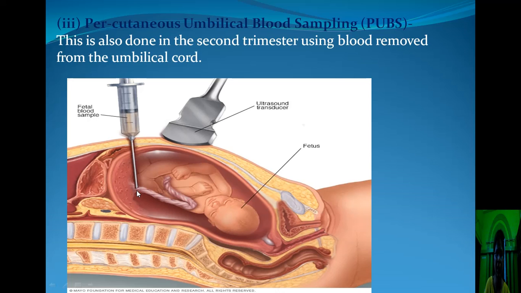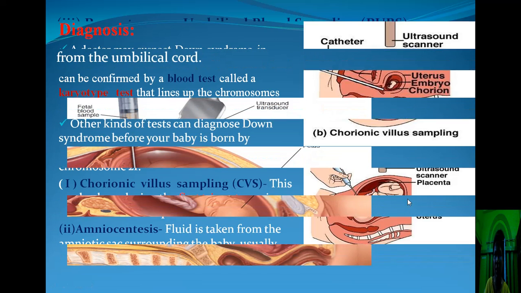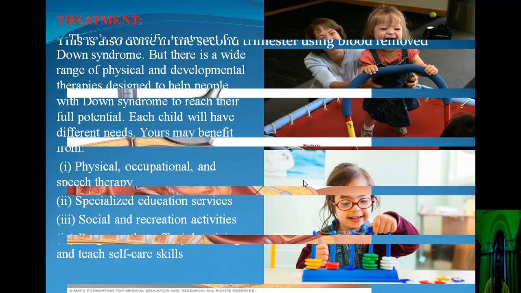In the previous diagram, you can also see the different tests. First one is the chorionic villus sampling. The second one is known as amniocentesis. Then the third one is called percutaneous umbilical blood sampling, known as PUBS. These 3 tests are done to detect Down syndrome in human beings.